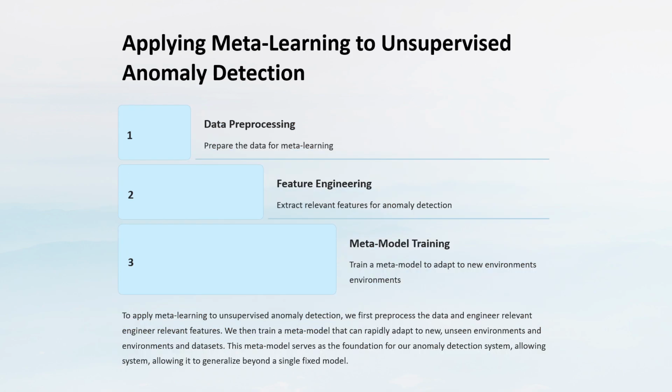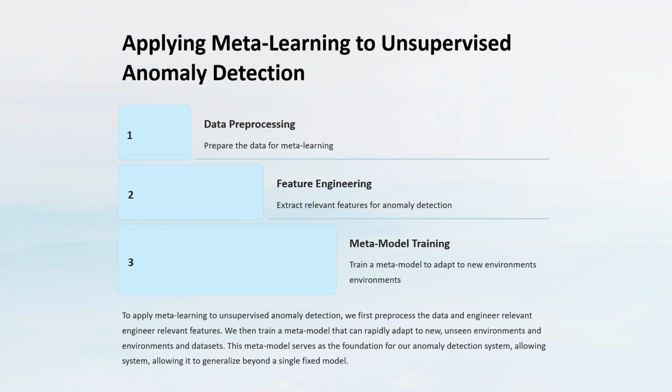Applying meta learning to unsupervised anomaly detection. Anomaly detection means detecting any unusual activity in the system or in any devices. There are three steps: data pre-processing, feature engineering, and meta model learning. Meta model learning is the last step. First, data pre-processing: prepare the data for meta learning. Extract relevant features for anomaly detection. Train a model to adapt to new environments. So first we need data for meta learning, then the relevant features needed to detect the anomaly, and then the meta model training we can provide.